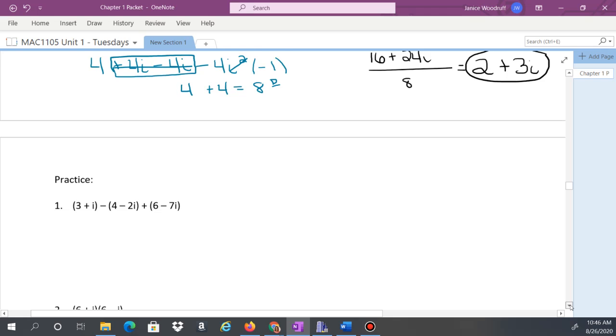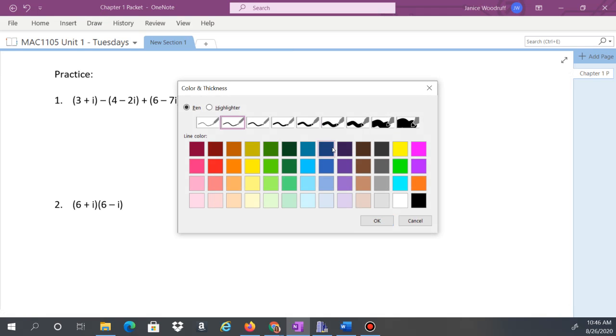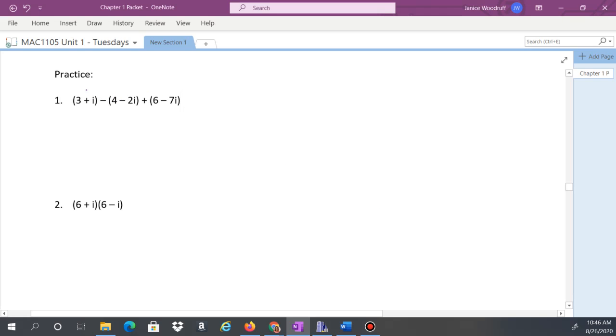Okay, so let's do some more practice with this. So we are combining addition and subtraction. My first set of parentheses, I'm just going to bring down 3 plus i. Now I'm subtracting something in parentheses, so I'm going to distribute the minus sign here. That's going to be minus 4. And then here, the negative times negative will give me a positive 2i. And then this is plus, so it's just plus 6 minus 7i. Nothing changes there, just with the minus sign.